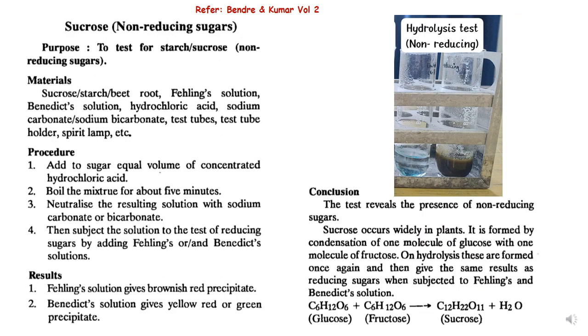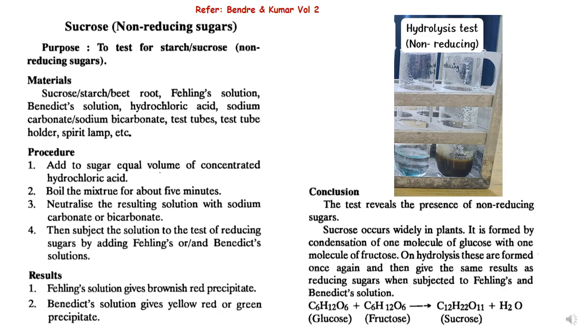Now, the next test is for non-reducing sugars. Here, examples of non-reducing sugar are sucrose or starch. The procedure is that you add the test solution to an equal volume of concentrated HCl, then boil the mixture for about 5 minutes. During this time, the hydrolysis will take place.